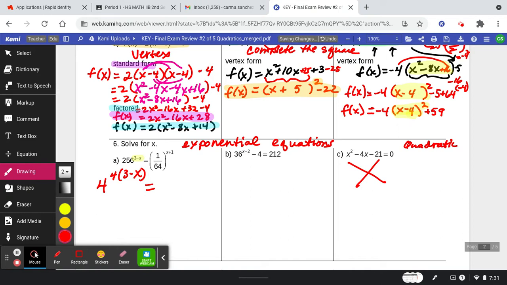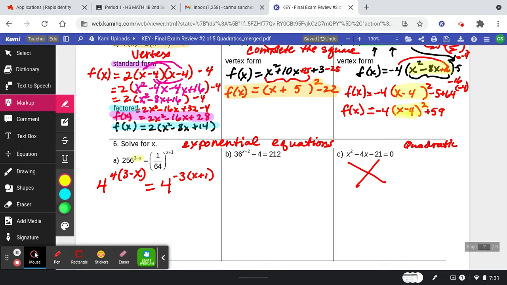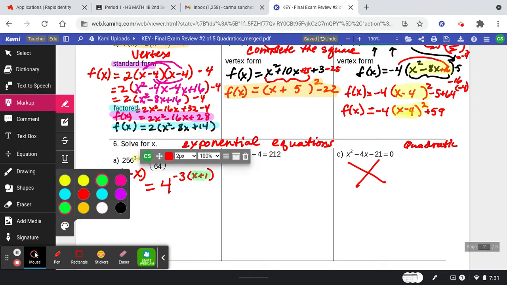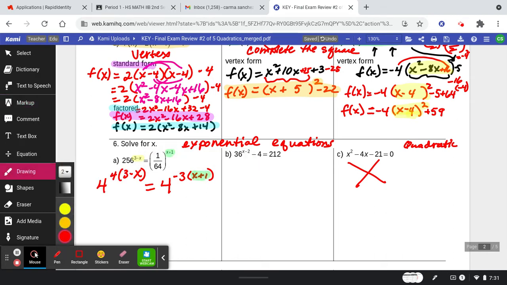And then 64, 4 times 4 is 16 times 4. So 4 to the 3rd would normally be 64, but this is a fraction of 1 over 64. So it's technically a negative exponent. 4 to the negative 3 equals 1 over 64. And again, don't forget that little x plus 1 that's already there. So this guy comes from right here. Now that we have the same base, now we can set the exponents equal. Let's write that out. Hang on.